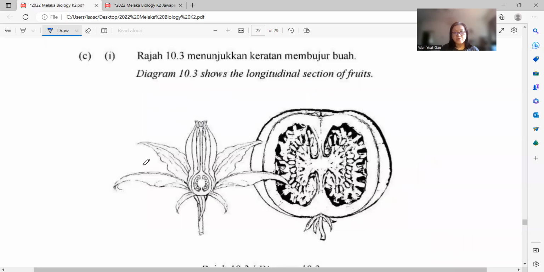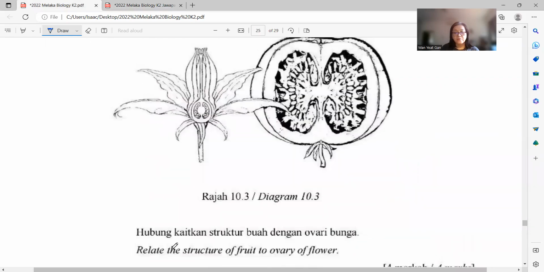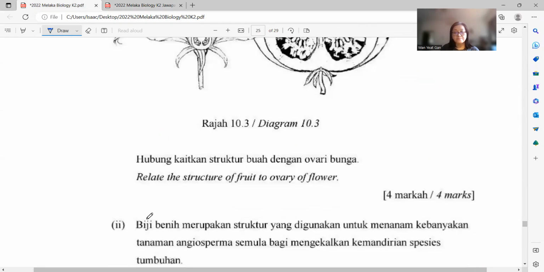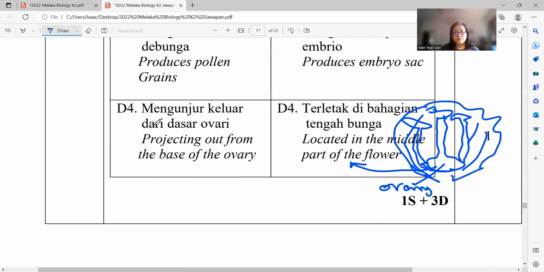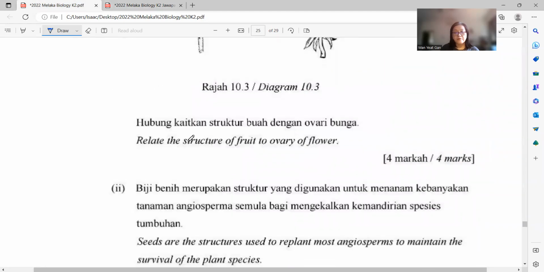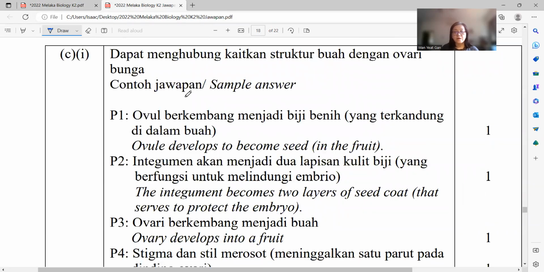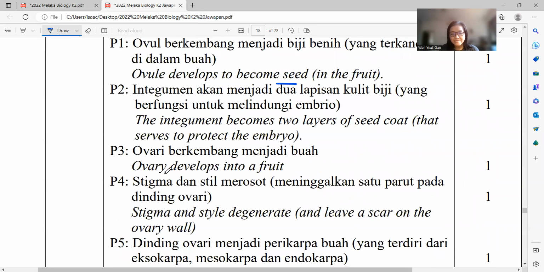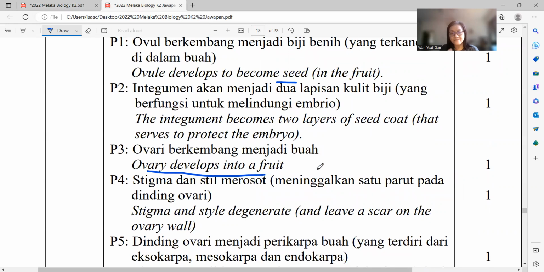Okay, diagram 10.3 shows the longitudinal section of a fruit. Relate the structure of the fruit to the ovary of the flower. So the ovule develops to become the seed. Okay, and then the ovary becomes the fruit. After fertilization, after the diploid zygote is formed, the ovule inside will become the seed and the ovary becomes the fruit. And the integument layer will form the testa or the seed coat that protects the embryo.